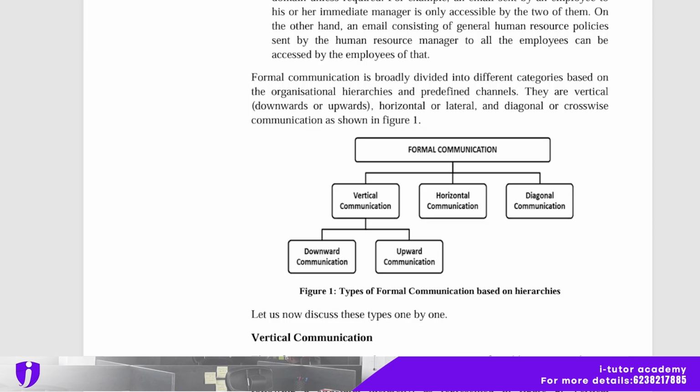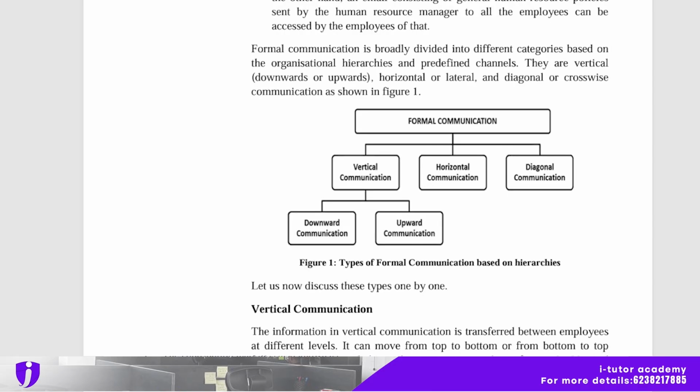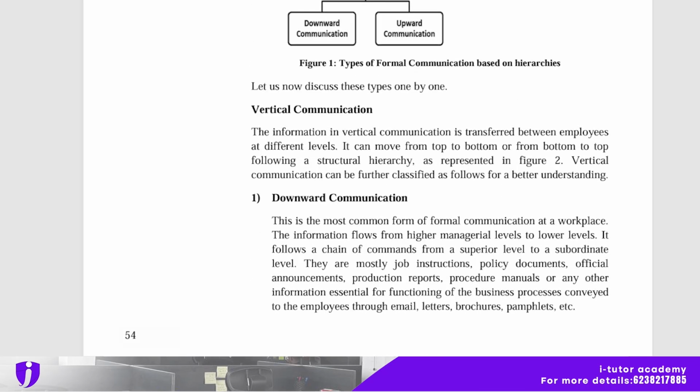So if there is formal communication, it is divided into vertical communication, horizontal communication and diagonal communication. And vertical communication is again divided into downward communication and upward communication. So this is the type of formal communication based on the hierarchies. So, what is vertical communication?